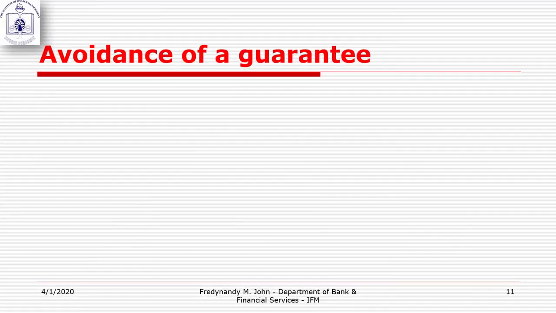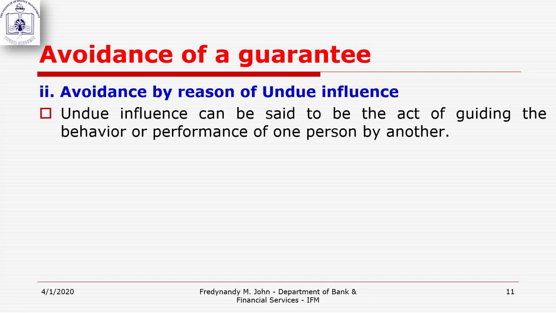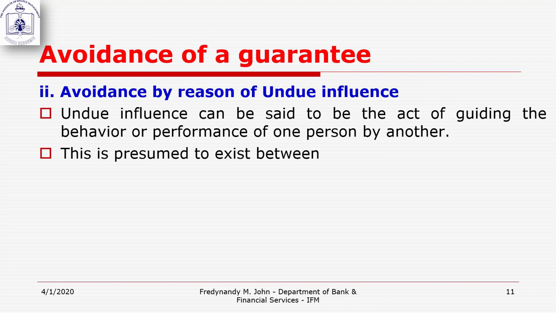Again, a guarantee contract can be avoided by reason of undue influence. What is the meaning of undue influence? Undue influence simply means the act of guiding or influencing the performance of one person. So this is done by another person. That is to say, for example, a father manipulates his son into signing a certain contract under the promise that in the near future the son will be the heir of all the belongings of his father. Therefore, this is not acceptable during the guarantee contract.